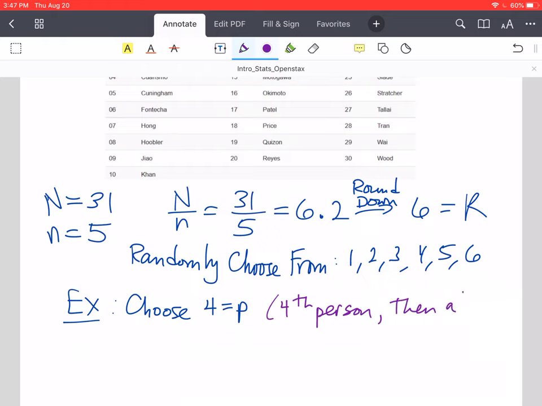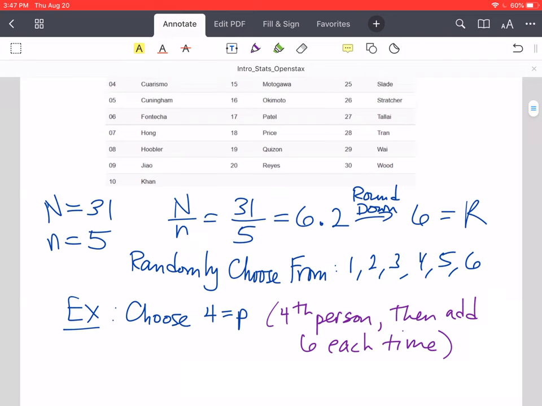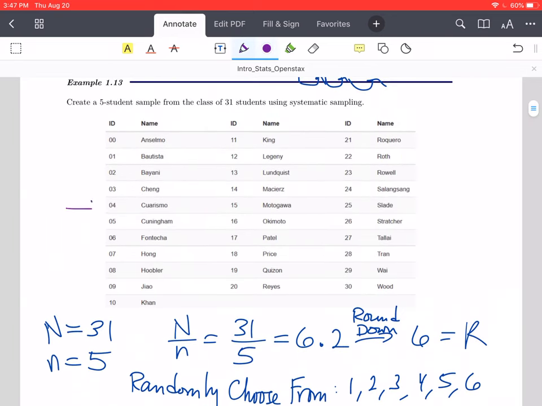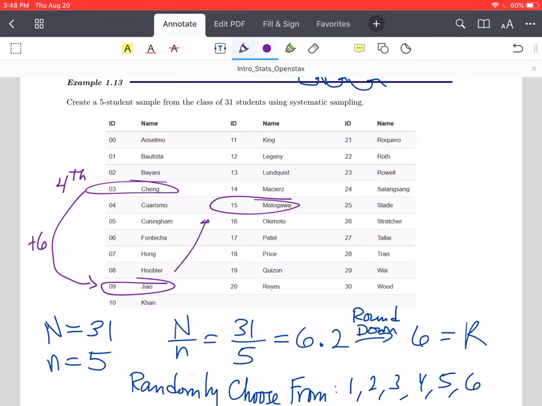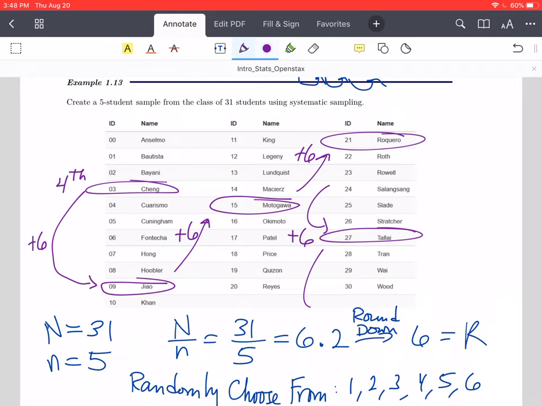Then add 6 each time. So I'm going to start with the 4th person on the list. Be careful, it's not person number 4 here, because they started at 0, not at 1. So the 4th person is actually Chang. So that's 4, so start with the 4th person, and then I'm going to go up 6. So plus 6, then plus 6 again. So that's going to be 15, right? So plus 6 again, and then if I try to add 6 again, well, there's none left.